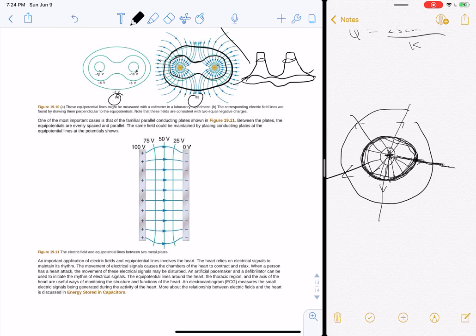And then in a parallel plate capacitor, where you have a nice uniform field in the center, you can see you start to lose it when you get towards the edge. But in the center, you've got nice straight potential lines. And notice that you're going from 100 volts, let's say, to 0 volts. You go down to 75, 50, 25, and so on, right?